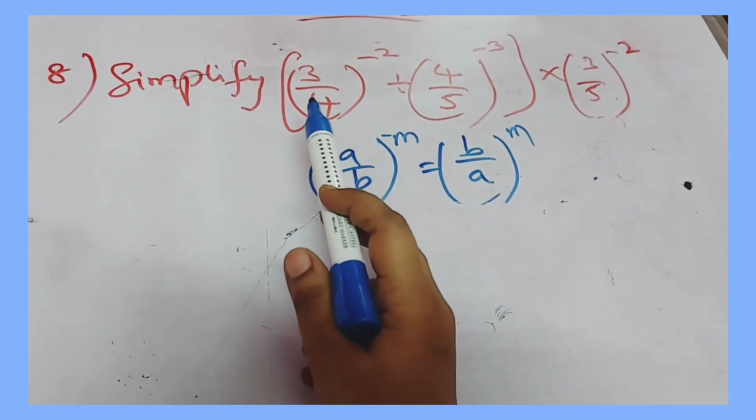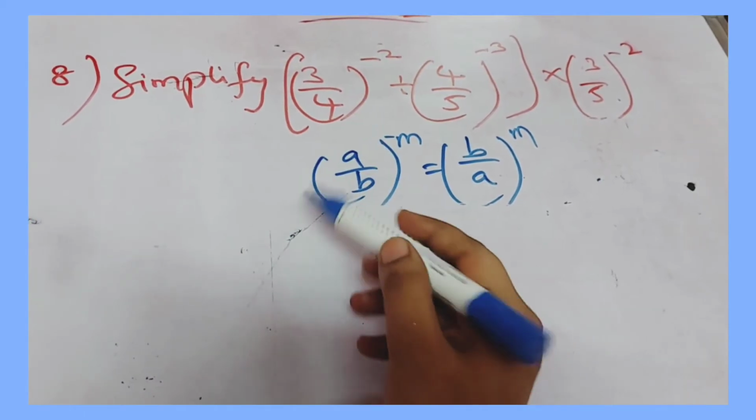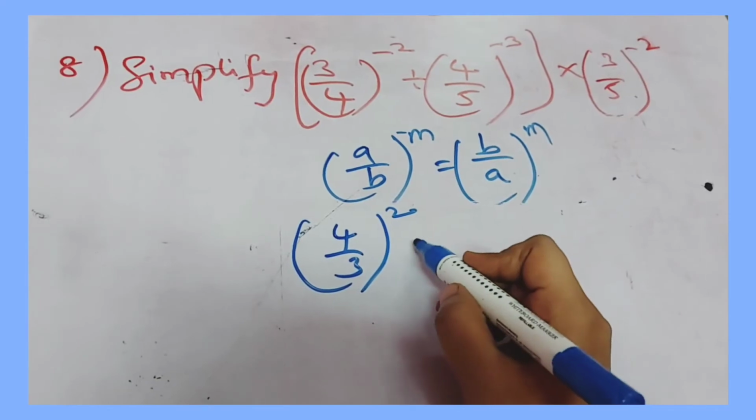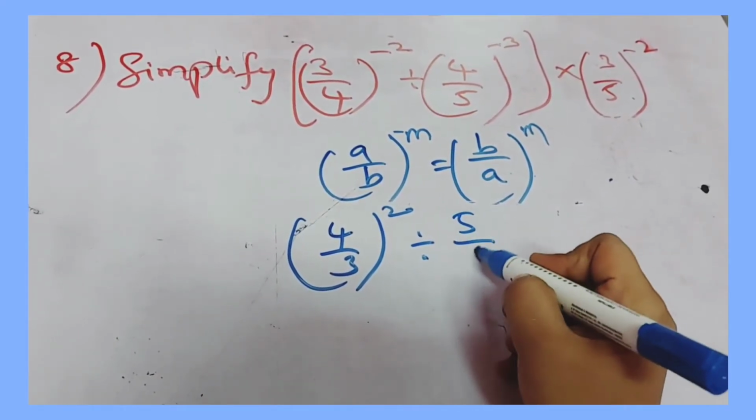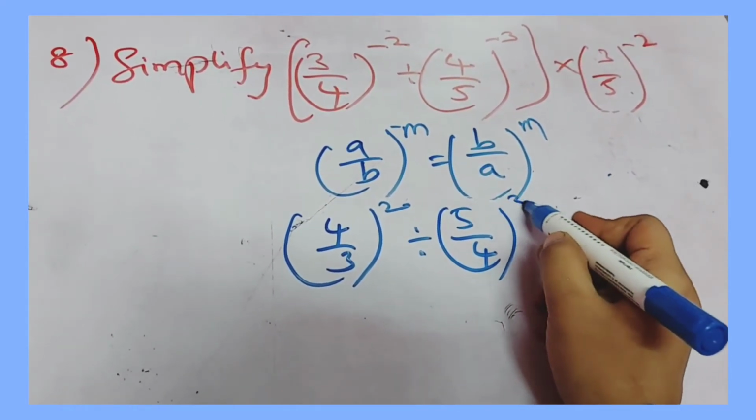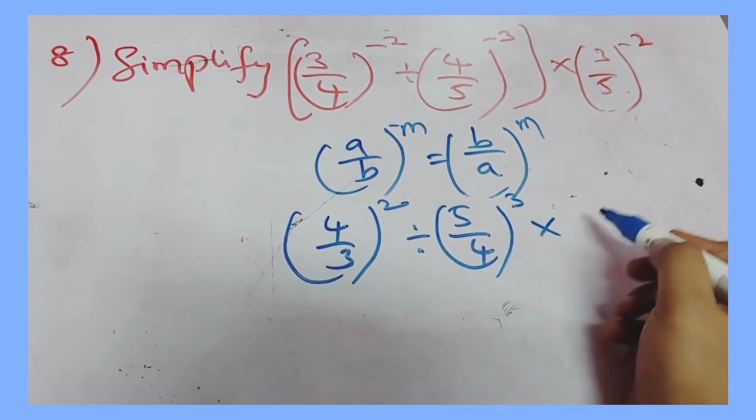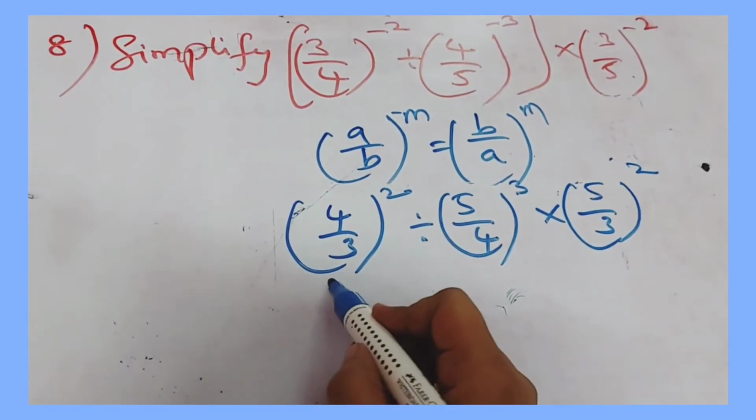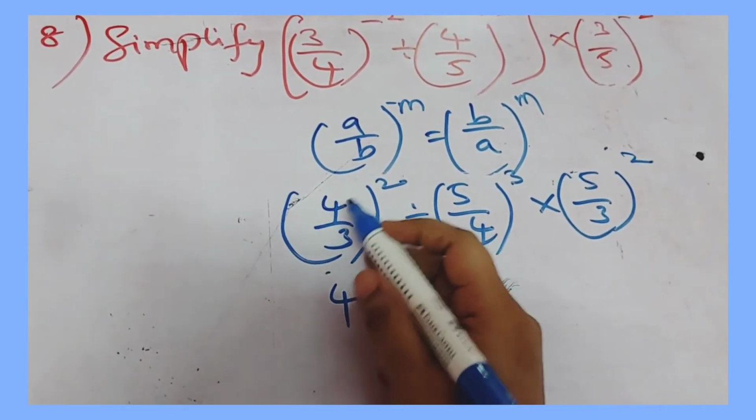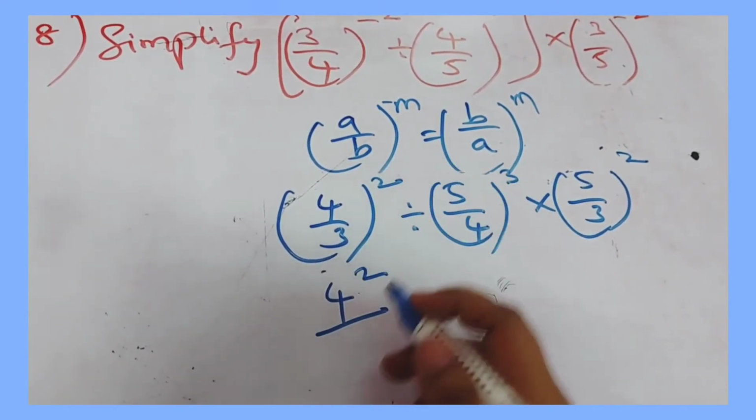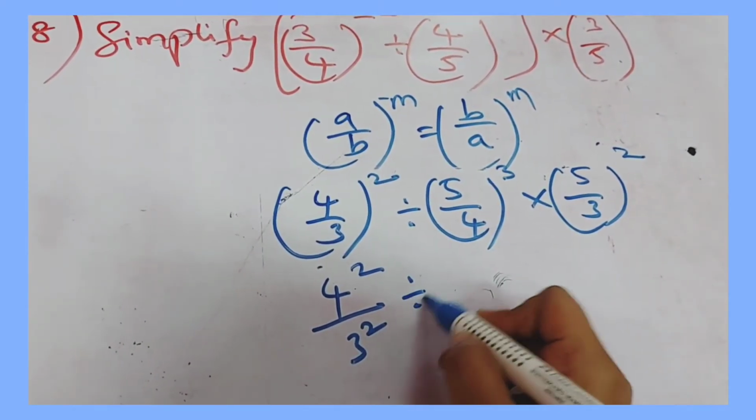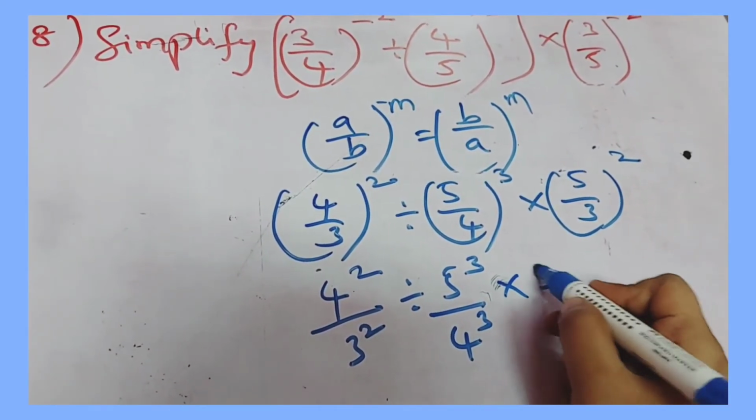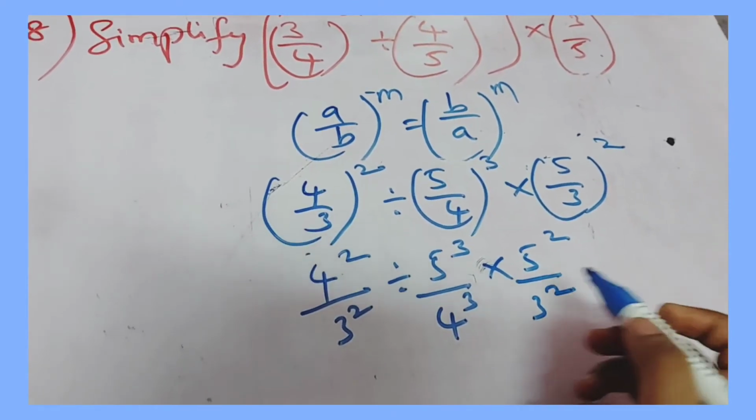(3 by 4) whole power -2 is there. You take it as 4 by 3, then you take whole square. Then divided by, you take (5 by 4) whole power 3 into (3 by 5) means (5 by 3) whole square. So now you have to take 4 square by 3 square divided by 5 cube by 4 cube into 5 square by 3 square.